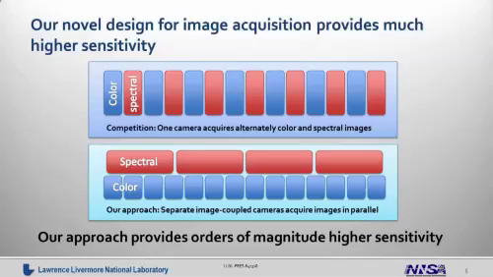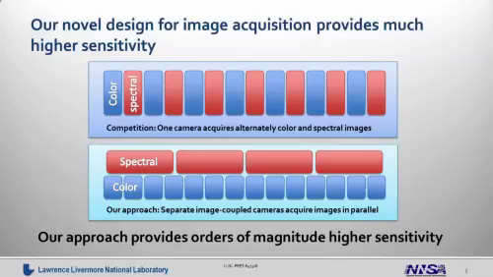Our design differs from what's currently available or has been shown in the literature by the way it acquires the images, which provides for orders of magnitude higher sensitivity. The currently available systems acquire simultaneously the color and the spectral image by alternating, with the camera alternately acquiring one or the other image. In order to have real-time image acquisition, the frame rate of the color image needs to be high enough to look like a real-time image. That restricts the time that the spectral image can be acquired.